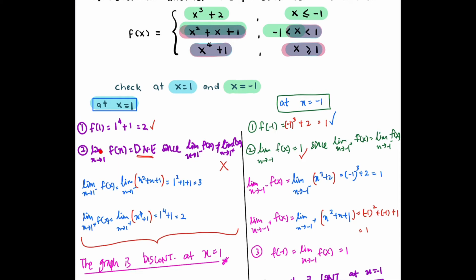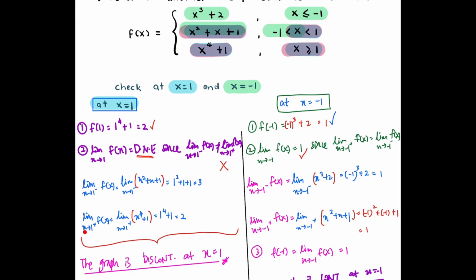Let's check the limit of x approaching 1 for f(x). So for this one, we need to check the limit of x approaching 1 from the left and from the right. And from the left, it is this function here, the second function. So let's rewrite this here. Then, since this is a polynomial, just fill in the value of 1 here. Therefore, the answer is 3.